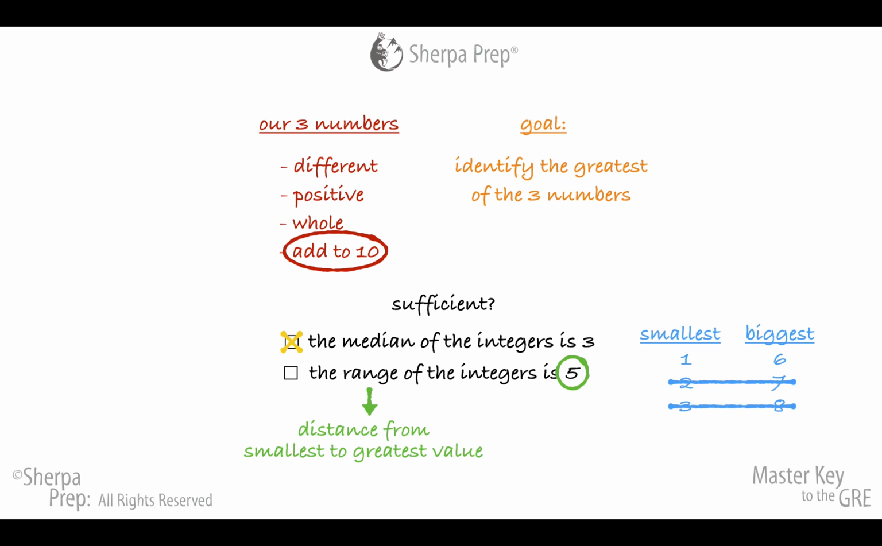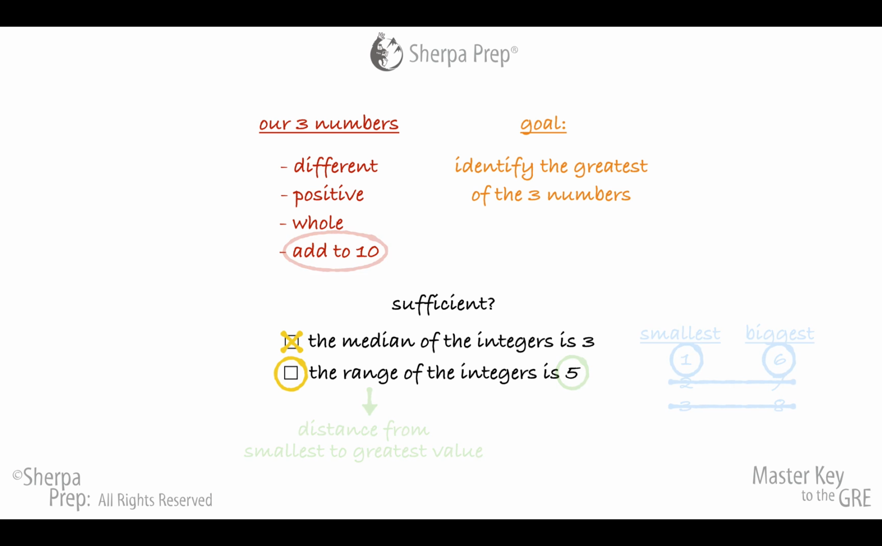And what that means, of course, is that our smallest value has to be 1 and our largest value has to be 6, because those are the only 2 numbers whose range is 5, where the 3 numbers in the set don't exceed a sum of 10. And that's why the second statement is sufficient information. It is enough for us to figure out the value of the greatest integer in the list.